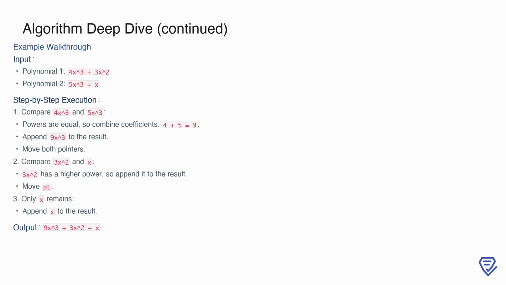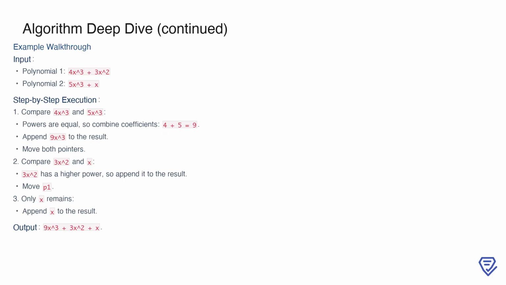Let's walk through an example to see how the algorithm works step by step. Suppose we have two input polynomials. The first is 4x^3 plus 3x^2, and the second is 5x^3 plus x. We start by comparing the leading terms, 4x^3 and 5x^3. Since the powers are equal, we combine their coefficients, resulting in 9x^3, which we append to the result.